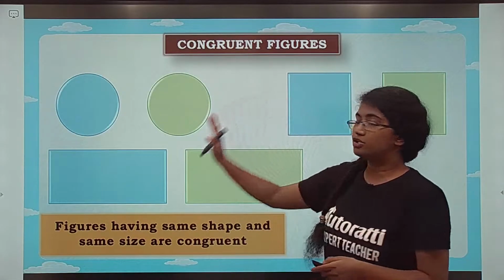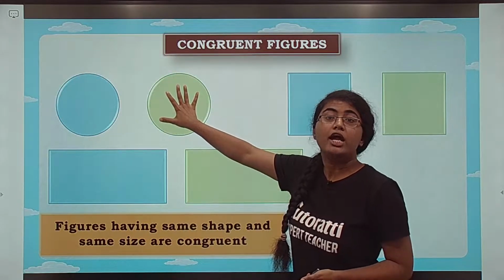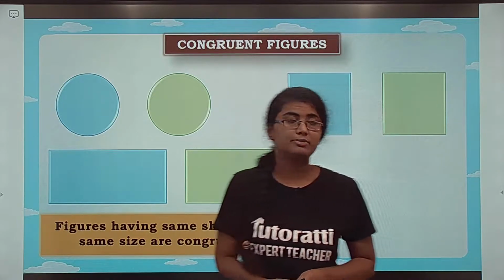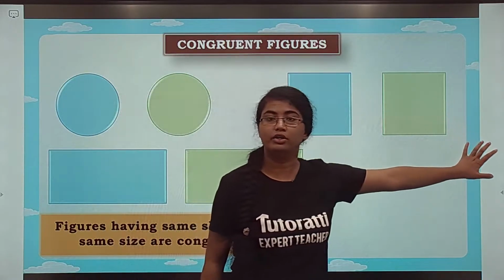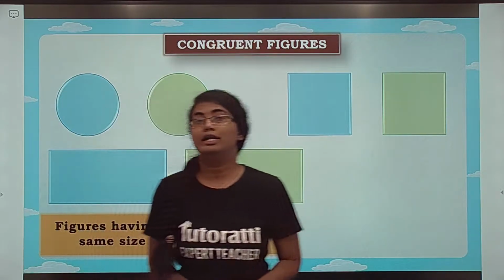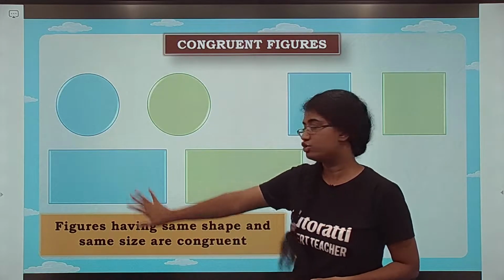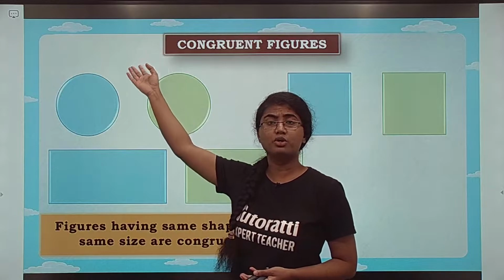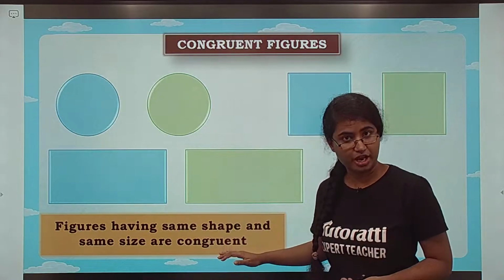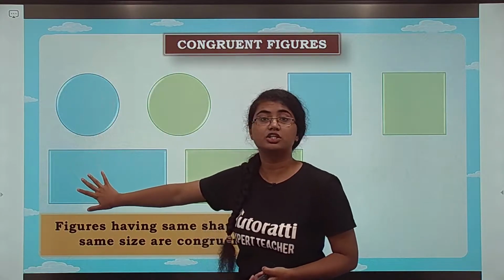Now take a look at the figures on the screen. If you try to place this circle on this circle, it is going to be a perfect match. Similarly, if I try to put this square on this one, it is again going to be a perfect match. Similarly for the rectangles, if you place this one and that one, it is going to be a perfect match. So, what does congruency mean? Figures having the same shape. Now see, I'm placing a circle on a circle. I'm not trying to place a circle on a rectangle.